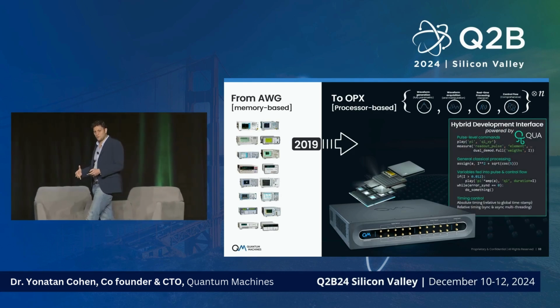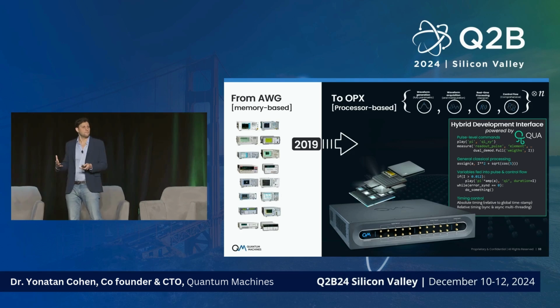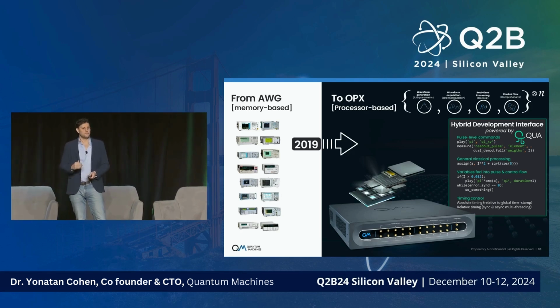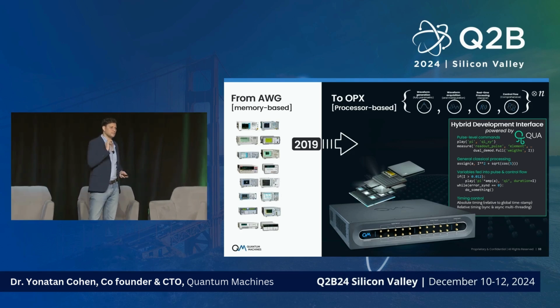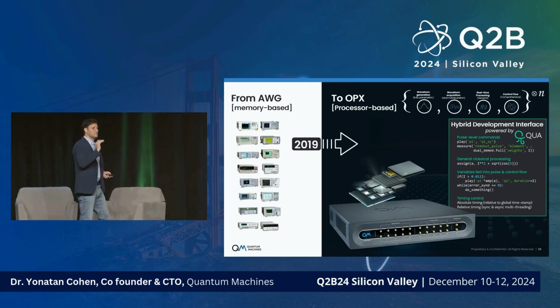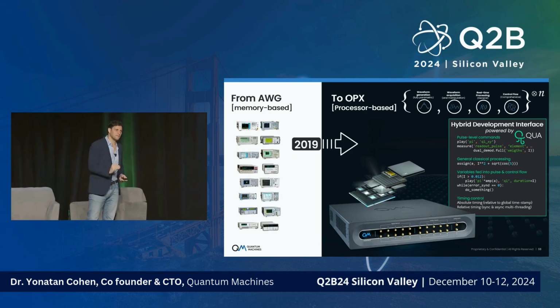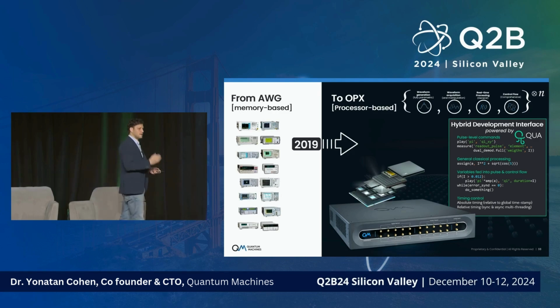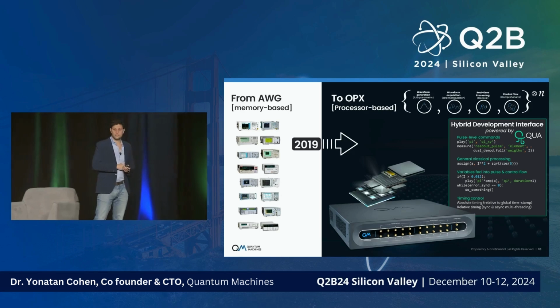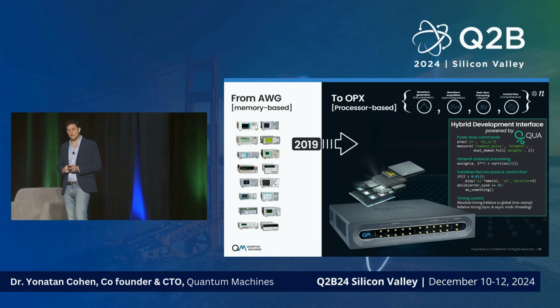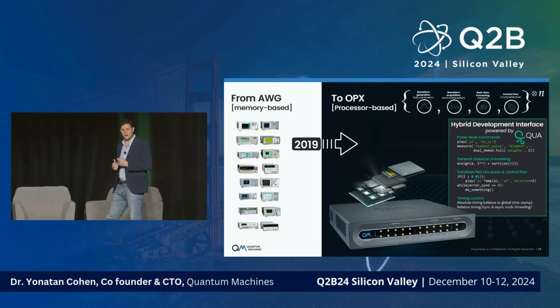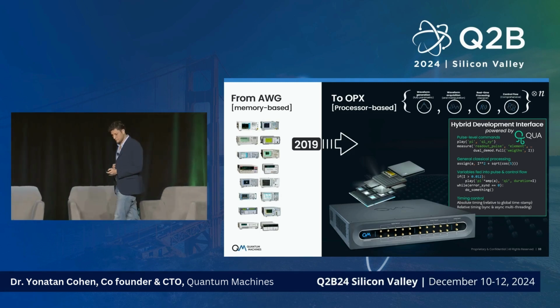Together with the PPU comes our QUA programming language, which for the first time in 2019 already allowed us to describe in the same code quantum and classical operations that are then run in real time from the pulse processing unit. And this truly makes it a hybrid development interface.